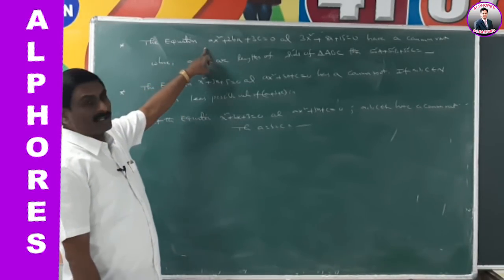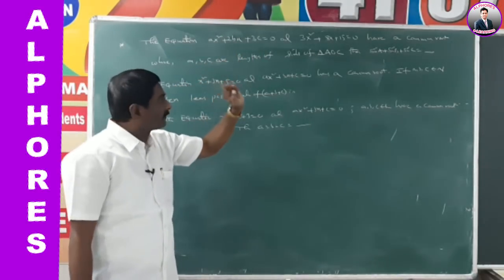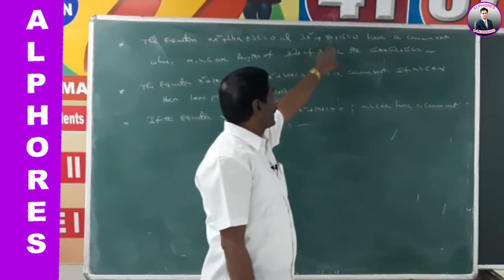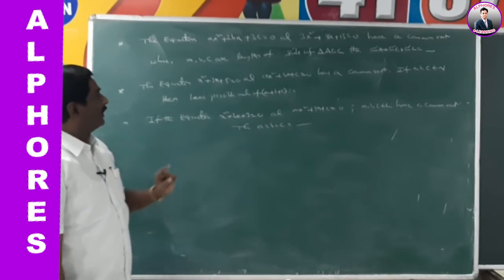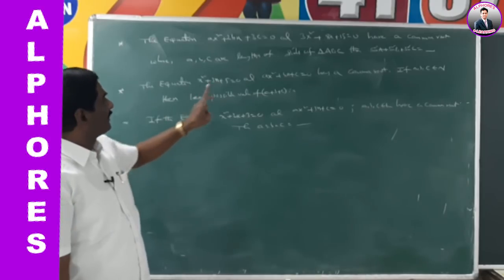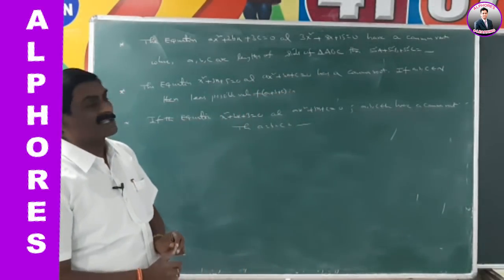The equation ax square plus 2bx plus 3c is equal to 0 and 3x square plus 8x plus 15 is equal to 0 have a common root, where A, B, C are the lengths of the sides of triangle ABC. Then sin square A plus sin square B plus sin square C is equal to dash.